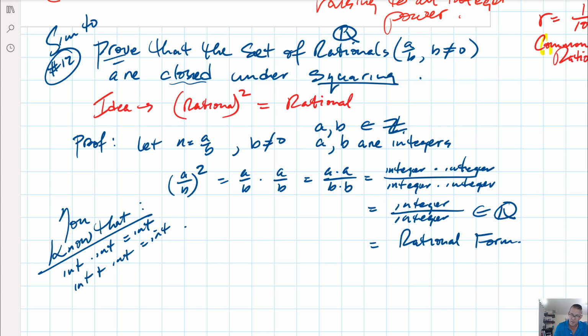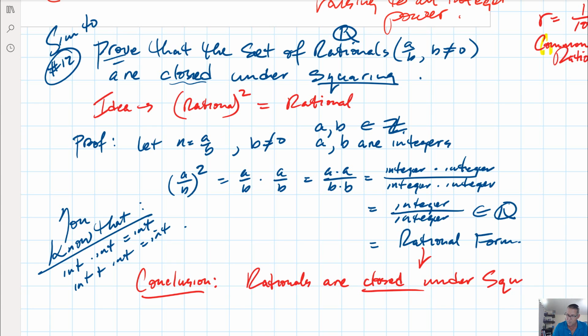So this tells me right here that, here's the conclusion, rationals are closed under squaring. So you got to state your conclusion. It's called a conclusion.